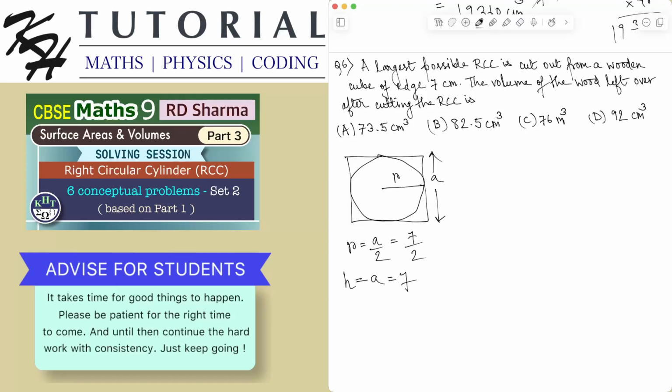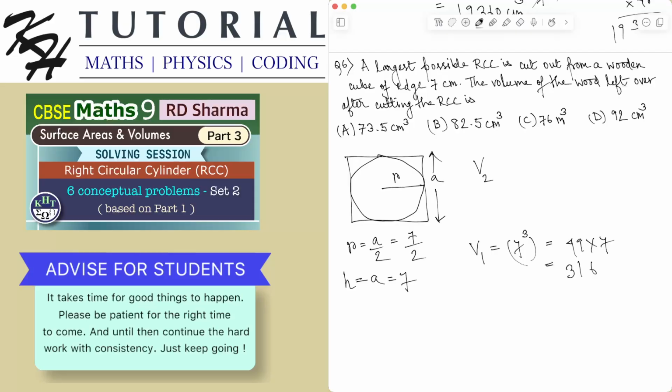So then what is the volume of wood cut out, which is in the form of the largest possible RCC? Let's say that volume is V2, and let's say V1 is the volume of the cube. The volume of the cube will be 7 cube. So this is 49 multiplied by 7, which is equal to 343 centimeter cube.